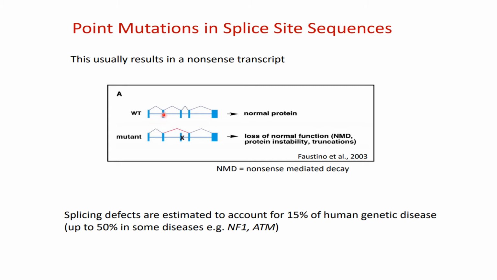If mutation occurs at splice site, what happens is it may result in loss of exons or the inclusion of introns, and an altered protein coding sequence may occur.